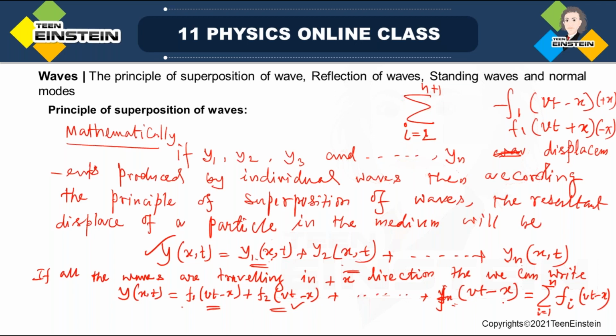and this big summation can be written in a very short notation, like this. This is the sigma sign, called summation. Here i, j, k, whatever indices you can use. At the same time, you have to use here vt minus x. The i will change according to the limit you give. Suppose the i starts from 1 and goes up to n. Then this means you have to, let me write it here.